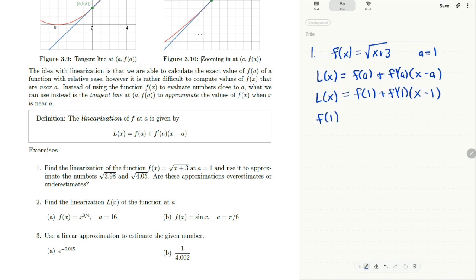So let's first calculate f of 1. F of 1 is the square root of 1 plus 3, which is the square root of 4, which is equal to 2. Now we need to find f prime of 1, and to find f prime of 1, we first need to find the derivative, f prime of x.